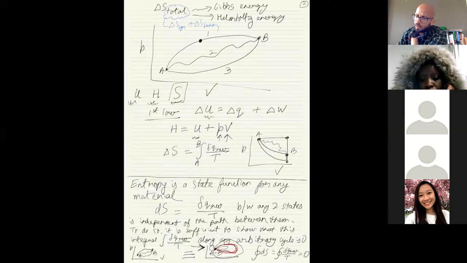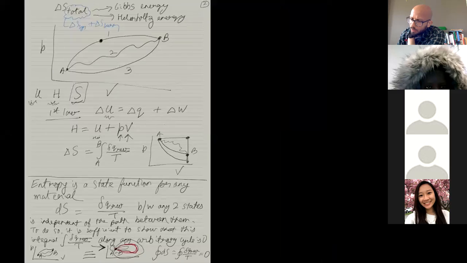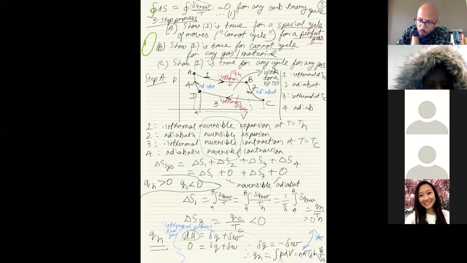Then we talked about the Carnot cycle. How did we do the Carnot cycle? The idea was 3-step. First of all, we showed that the change in entropy along a cycle, in going from a certain point and coming back to that certain point, is 0. That was what we wanted to show. We showed that this is true for a special cycle of moves called a Carnot cycle for a perfect gas. Then we showed that this means it must be true for a Carnot cycle for any material. And then we showed it must be true for any cycle for any material.